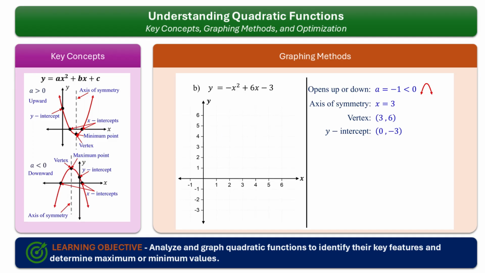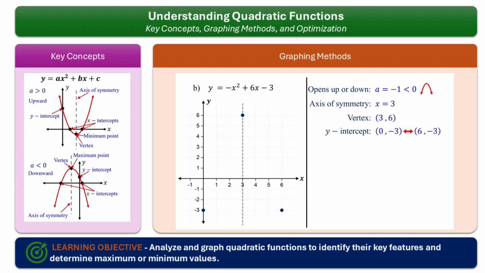Let's first plot the points we already have, and we will come back to that. The axis of symmetry is the vertical line x equals 3. The vertex is the point (3, 6). The y-intercept is the point (0, -3). Also, locate a point symmetric to the y-intercept across the axis of symmetry. The y-intercept is 3 units to the left of the axis of symmetry, right? So, a point 3 units to the right of the axis of symmetry, which is (6, -3), is also on the parabola.